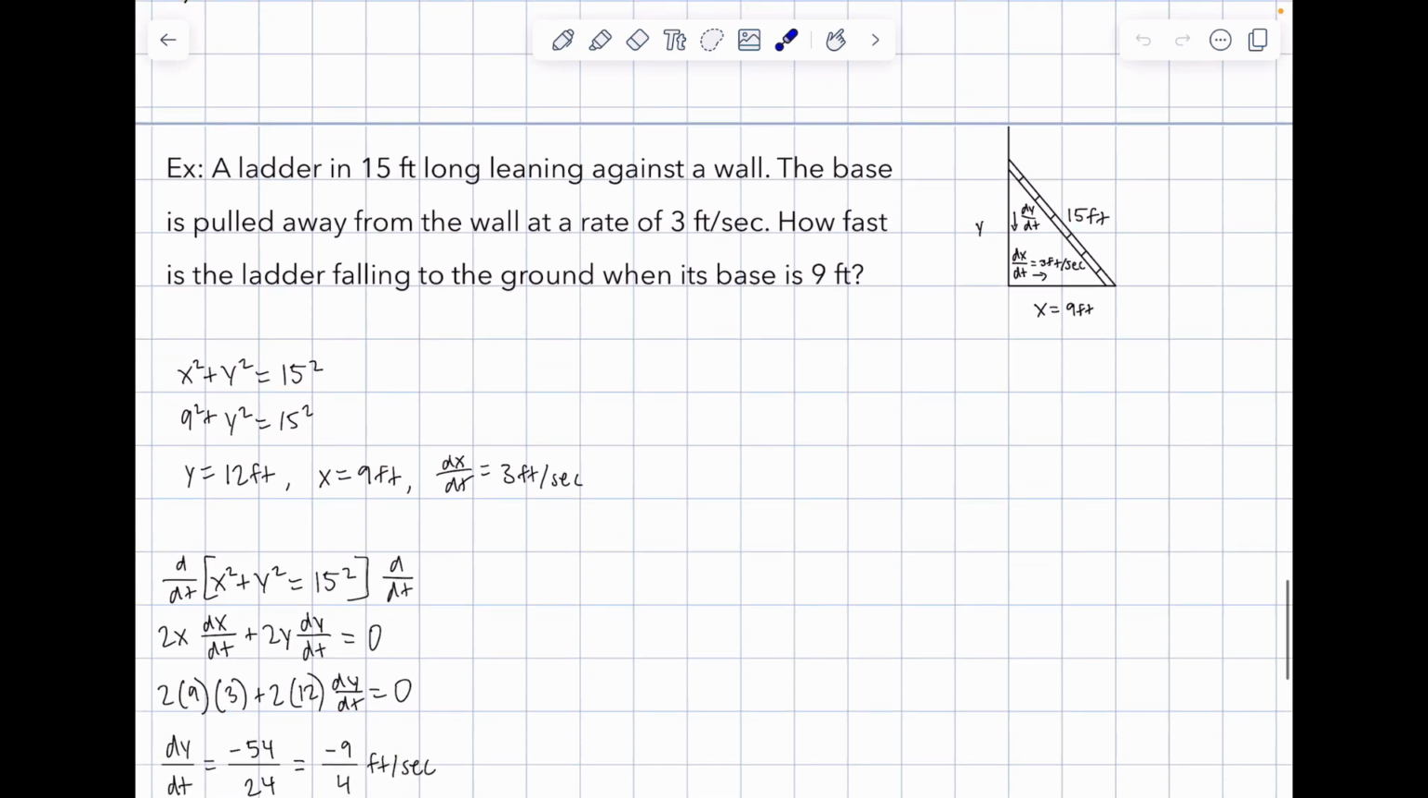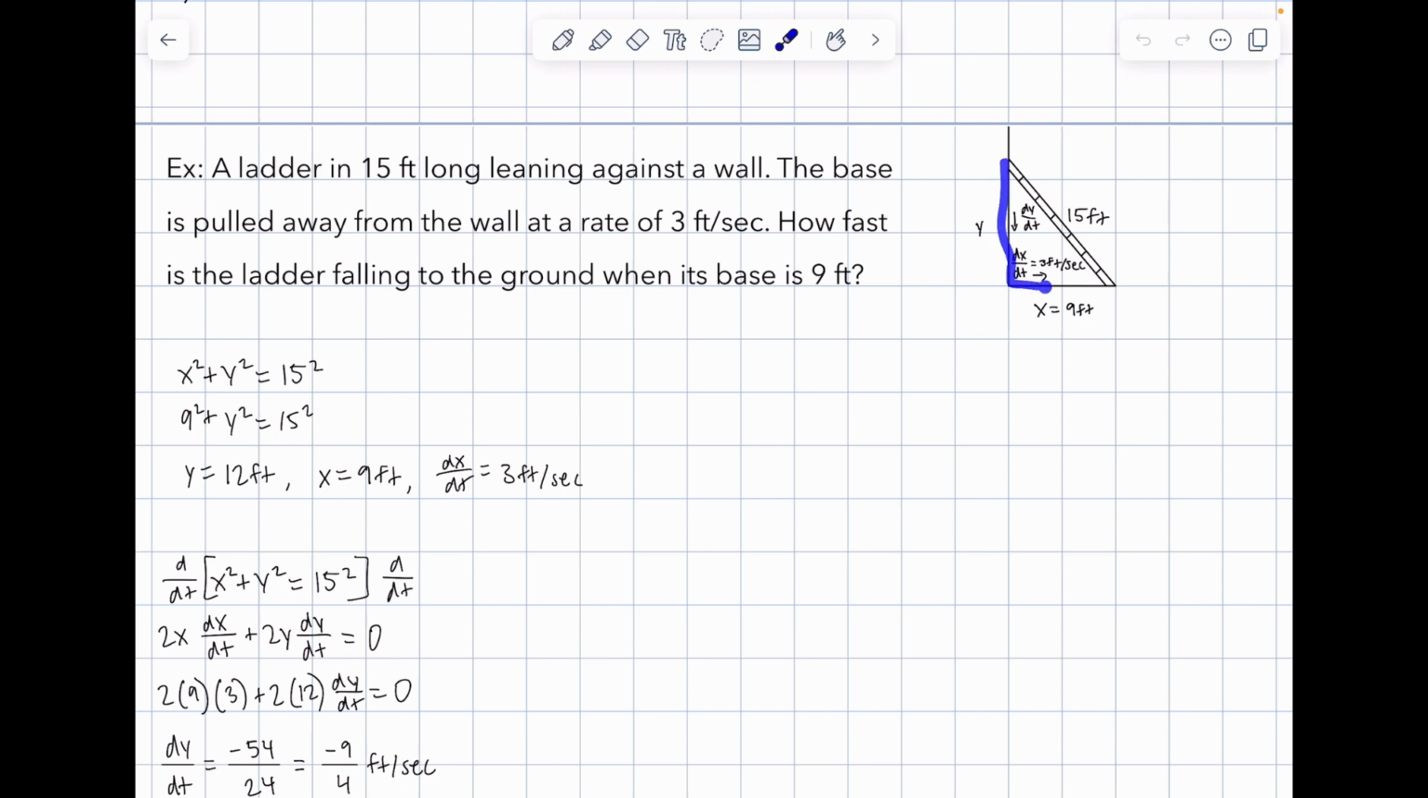So we have an example here. A ladder is 15 feet long and is leaning against a wall. The base is pulled away from the wall at a rate of 3 feet per second. How fast is the ladder falling to the ground when its base is 9 feet? Okay, so we have an image here too.